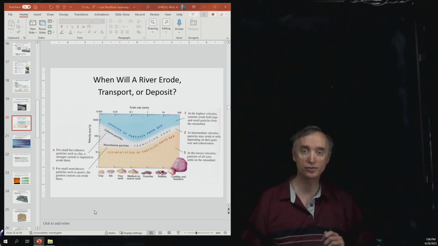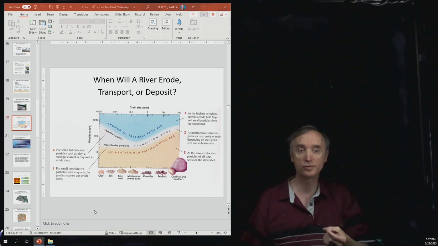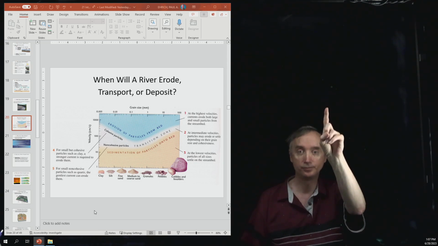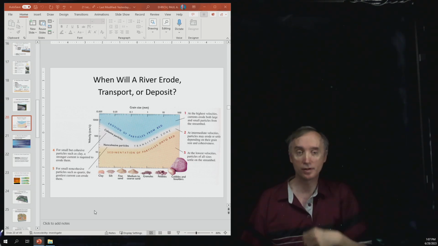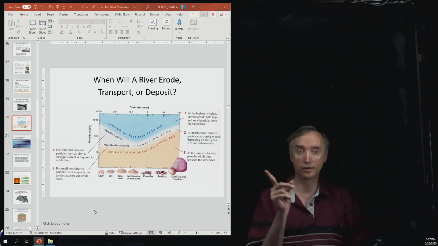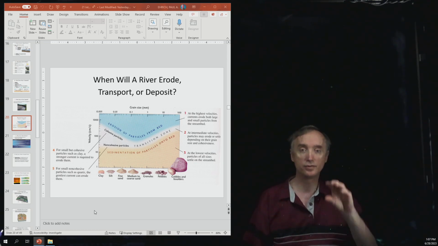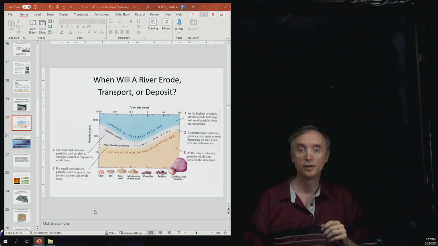So if I gave you this chart on the exam, you'll notice that velocity is going up and down, so that the slowest rivers are going to be down at the bottom, and then the fastest rivers are going to be up at the top. Okay, then you should notice that going sideways is the size of the particles that are being transported. So the smallest particles like clay are over here, and then the largest particles like boulders are on this side over here.